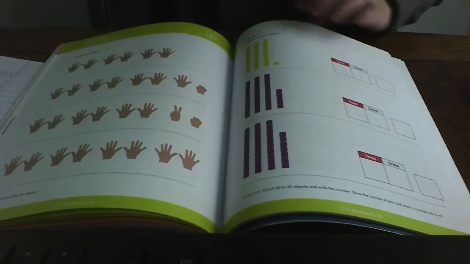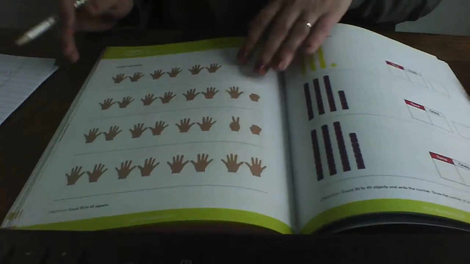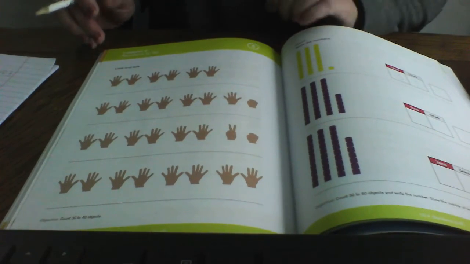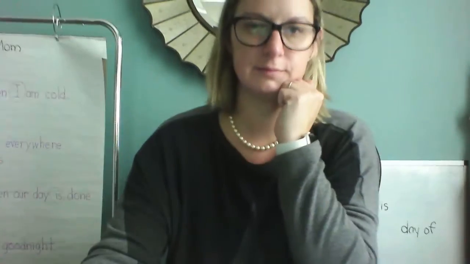Okay, kindergarten. Are you ready? We are doing these 2 pages today. We're talking about numbers. We're talking about counting by 10. Kindergarten. How many fingers do you have? Let's count.